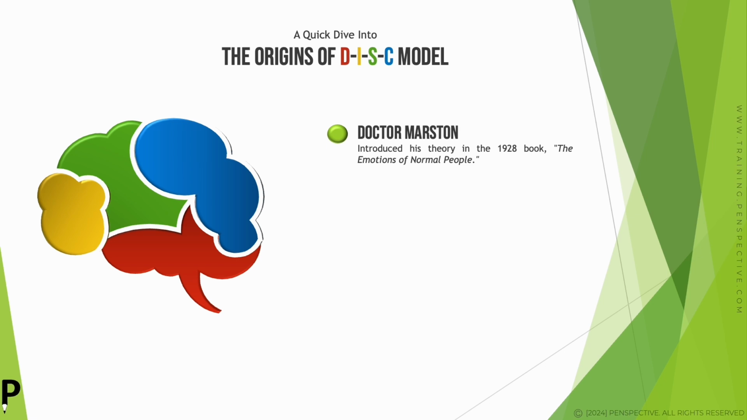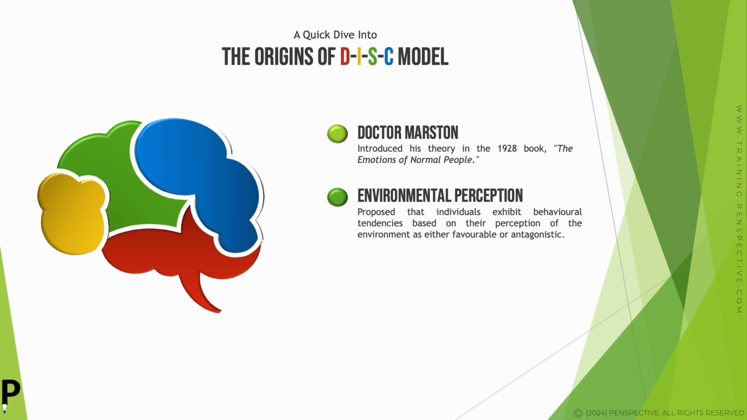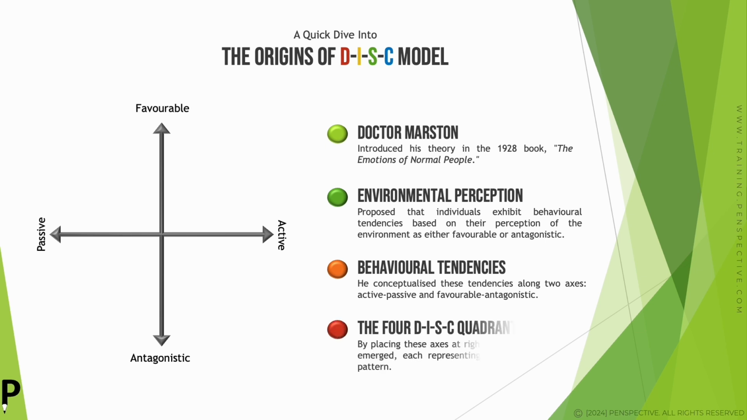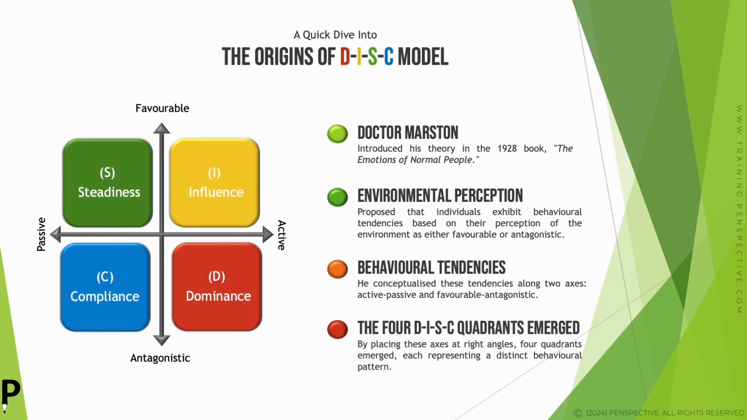In this groundbreaking work, Dr. Marston proposed that individuals exhibit behavioral tendencies based on their perception of the environment as either favorable or antagonistic. He conceptualized these tendencies along two axes, active-passive and favorable-antagonistic. By placing these axes at right angles, four quadrants emerged, each representing a distinct behavioral pattern.